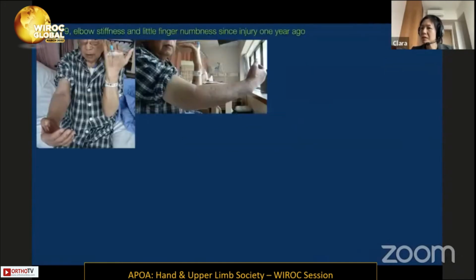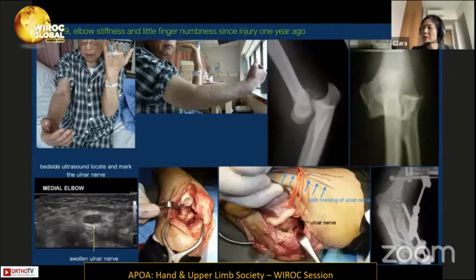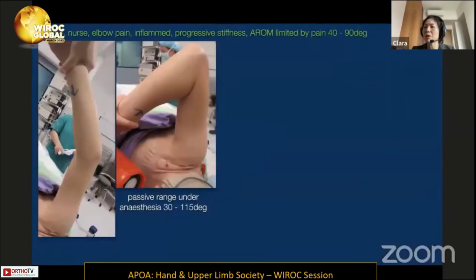such as in this case, a 79-year-old man with elbow stiffness and little finger numbness since the injury 1 year ago. And the X-ray clearly showed us that there was stiffness due to the chronic elbow dislocation. And also the bedside ultrasound found that the ulnar nerve was thickened and entrapped, and the ultrasound indicates and also locates the cause of the ulnar nerve problem and reassures the surgeon of the position of the nerve before the operation.